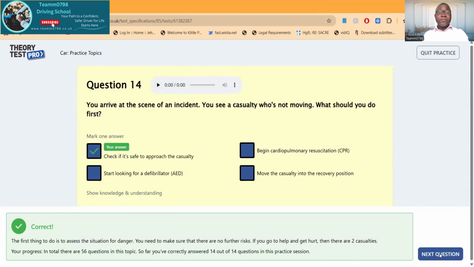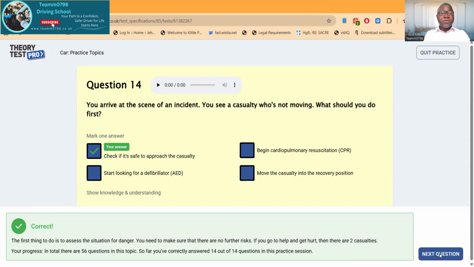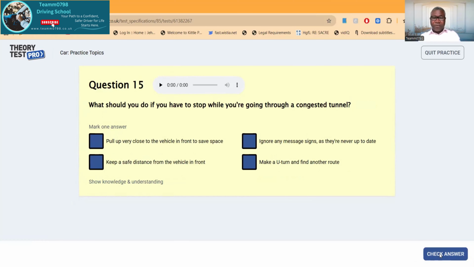Okay. Yes, that's correct. I'm glad it's correct. The first thing to do is to assess the situation for danger. You need to make sure that there are no further risks. If you go to help and get hurt, then there are two casualties. I'm glad we got that correct. My instinct was that, but at the same time, you've got to look at all the answers. If I look at all the answers and then eliminate them, that will help you get the correct answer.